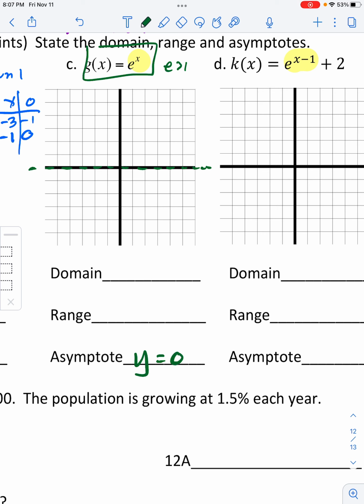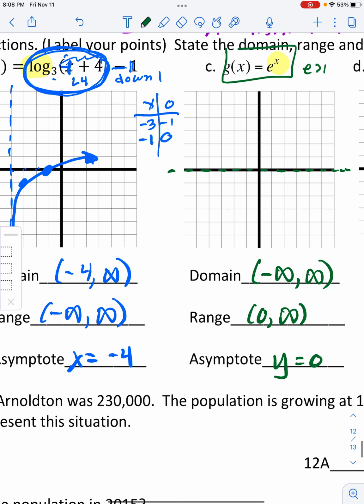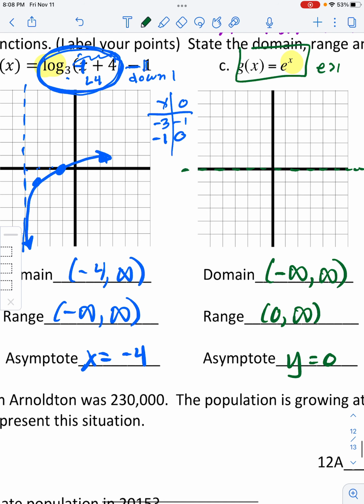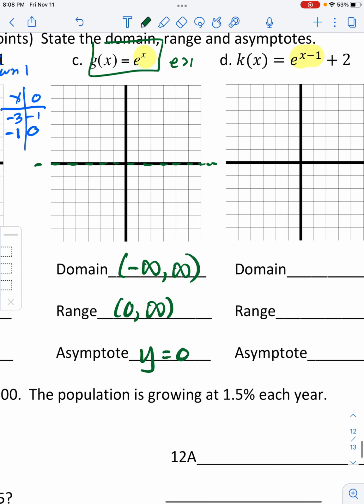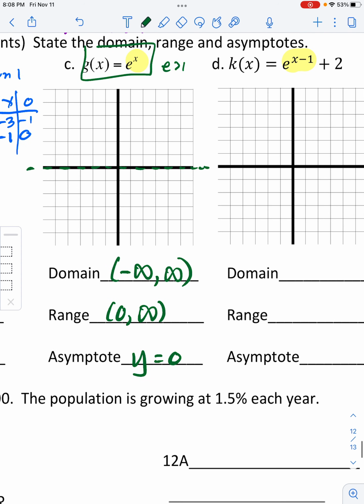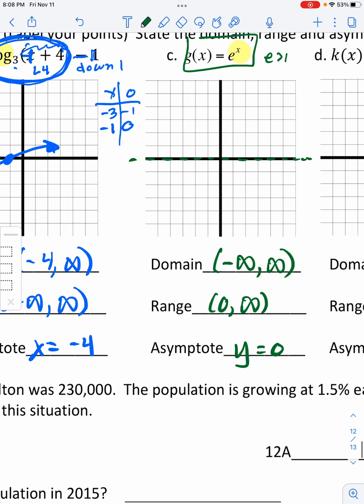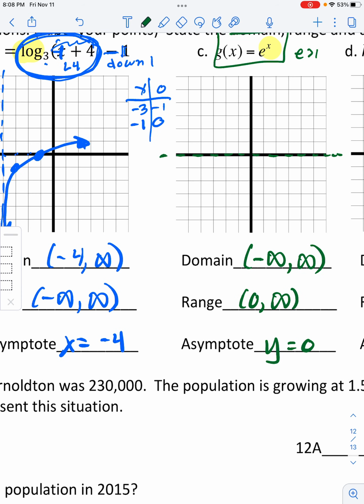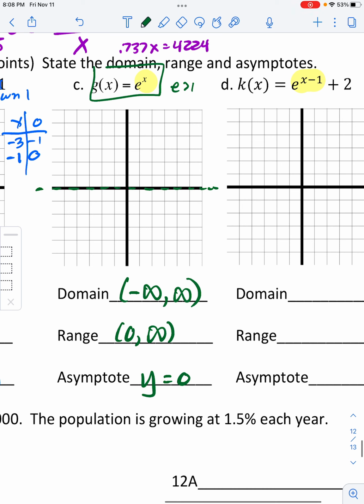Now, the graph is going to occur above that. So my range is going to be from 0 to infinity. And on these, the domain is all reals. So you have to kind of keep that straight. For logarithmic equations, the range is all reals, but for exponentials, it's the domain that's all reals. Because remember, these swapped, the x's and y's, because they're inverses.